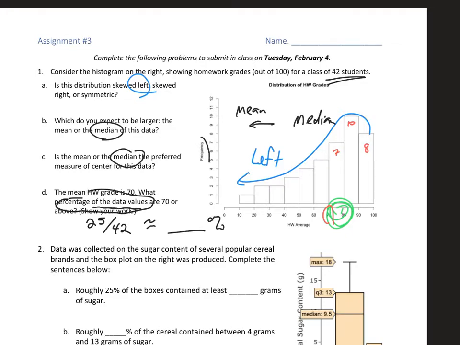So don't forget, when this is marked frequency, that means that the height of the bar really is the number of things in that bin.